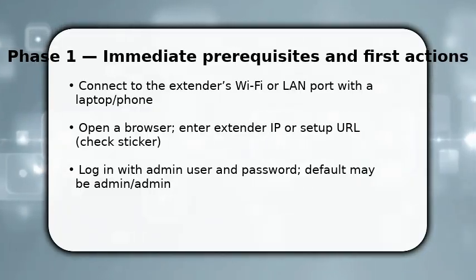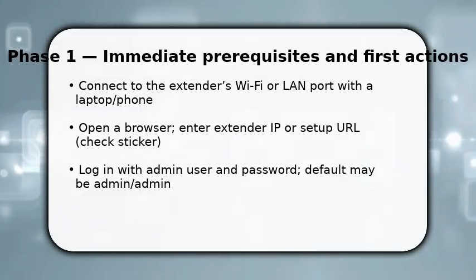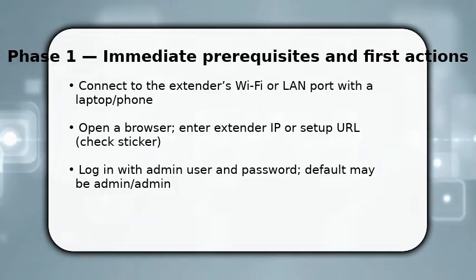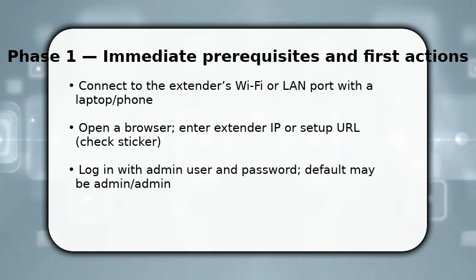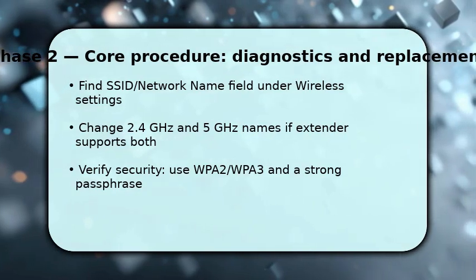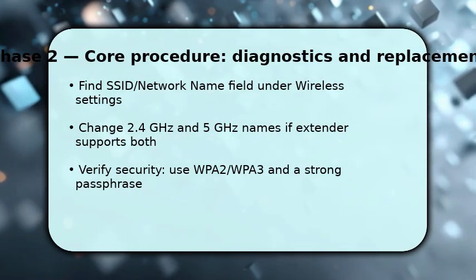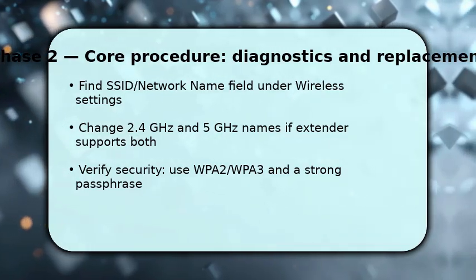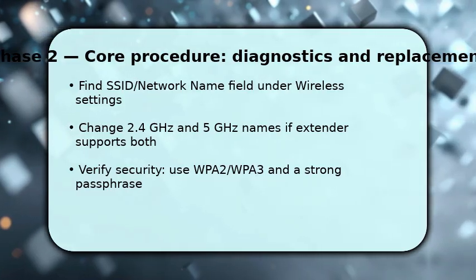Once logged in, make sure to locate the wireless or network settings page so you can modify the SSID immediately. Now you'll change the SSID and confirm security settings. Find the wireless or network name field, enter your new extender name for 2.4 GHz and if present, 5 GHz, naming them clearly helps device routing.